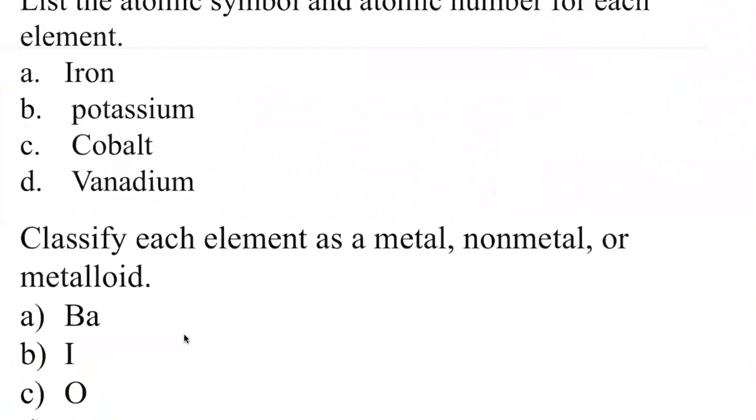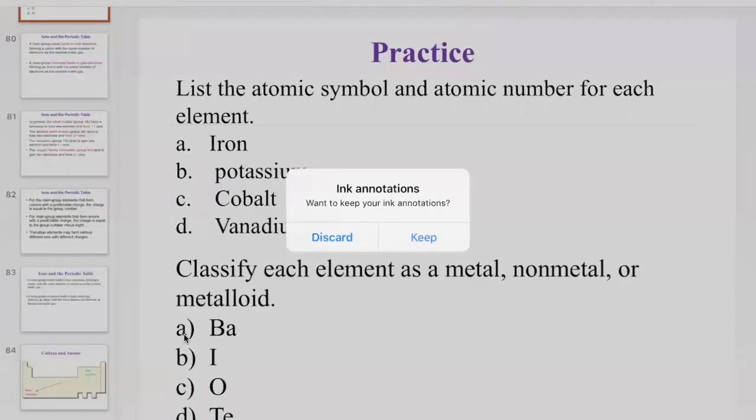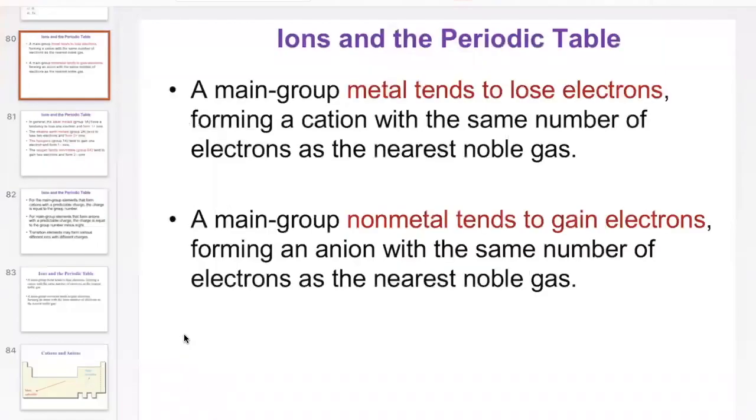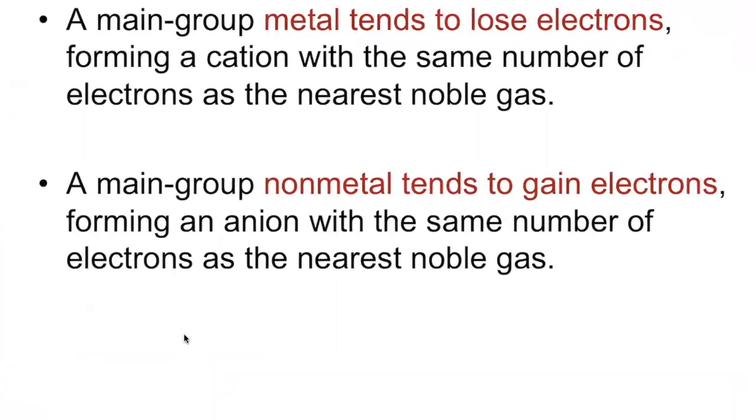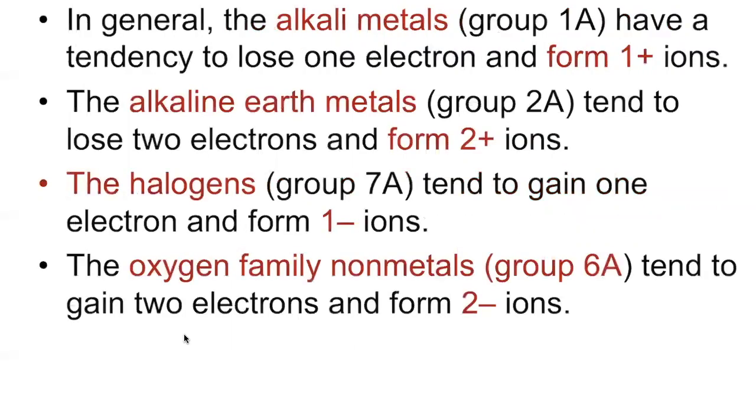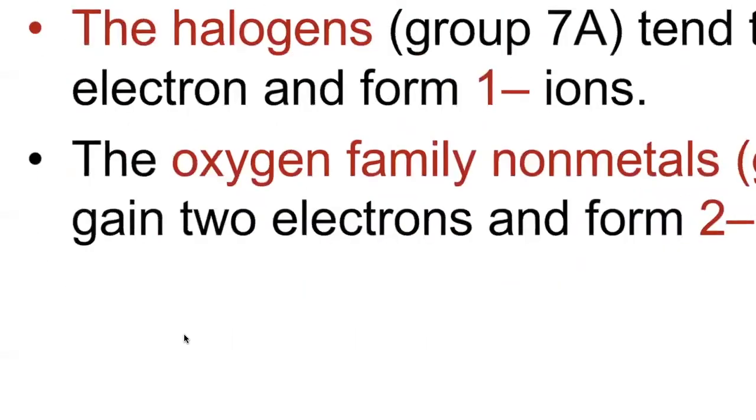Now the main groups are going to tend to lose electrons and they are going to become a cation. The reason for doing that is because they're going to either gain or lose in order to become like the noble gas near it. And the non-metals, let me explain this better. Let me go back to this periodic table.